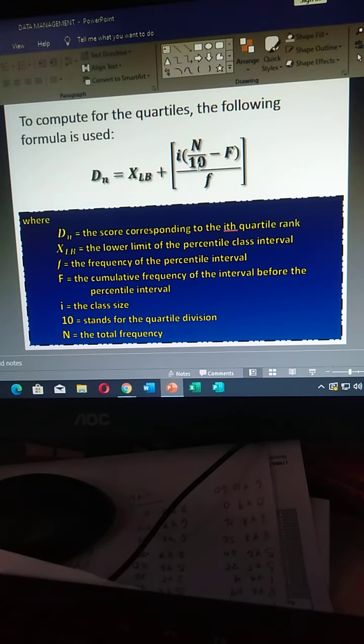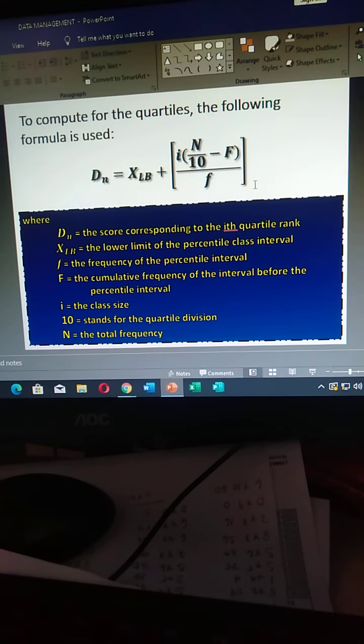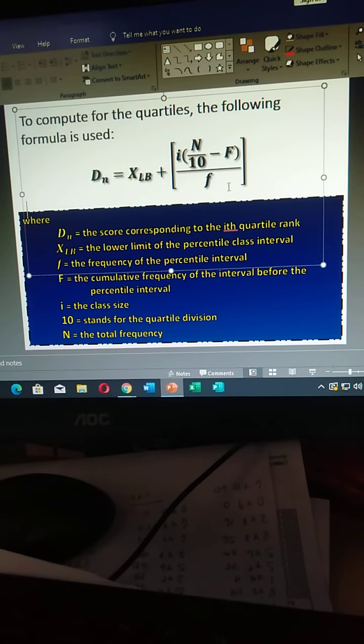So, pag decile, as you can see here, tignan nyo. Pag decile, over 10. Pero pag quartile, over 4. So, it's up to you if you want to use this formula, but kasi, ang dami na nating formulas ng data management, diba? Isang topic, pero ang daming formula, kaya I'm pushing you talaga to use the percentile formula na lang, kasi baka lalo sa exam, maguluhan lang kayo, maratel lang kayo kung anong gagamitin na formula.